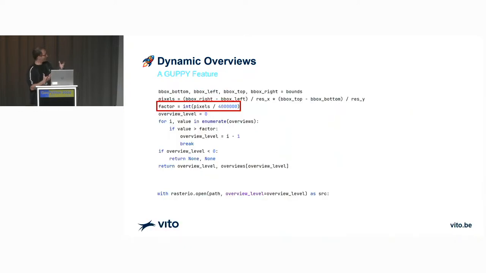So it's really simple code. It just uses the bounding box of whatever you draw and calculates, with the resolution of your layer, how many pixels that would be. Then we have a magic number, which in our case is 4 million. It's a bit hardware dependent. The factor is your pixels divided by this magic number, and then with Rasterio you can just give this overview level, which is an integer, to your open function, and you have the reduced data set.